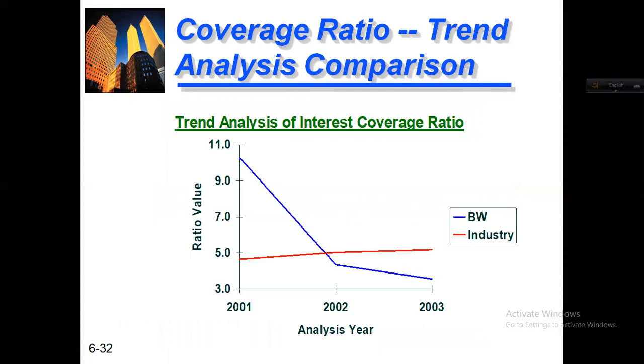Here is the graph. You can see we can plot the graph. So the trend analysis of the interest coverage ratio is in blue color. You can see that from the first year to the second year, it is highly falling, and after that it is in a decreasing trend.